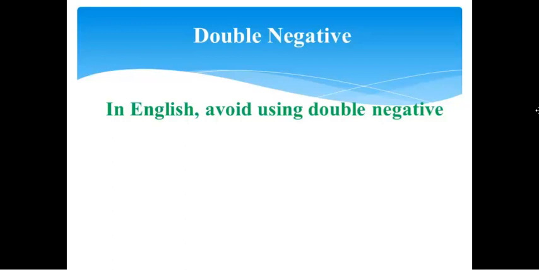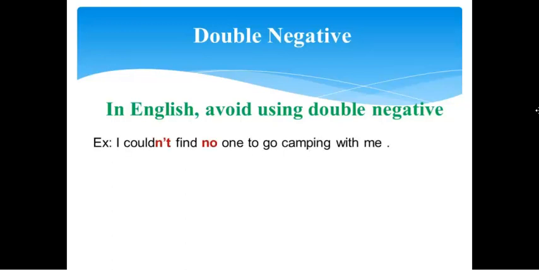Avoid using double negative. Double negative means you have two negatives in the sentence. One of them is going to be omitted or deleted from the sentence to make the sentence clear. Here we have two items. Number one, it's not. The second one is no. You have two ways to correct it.